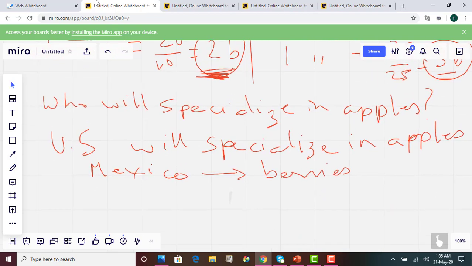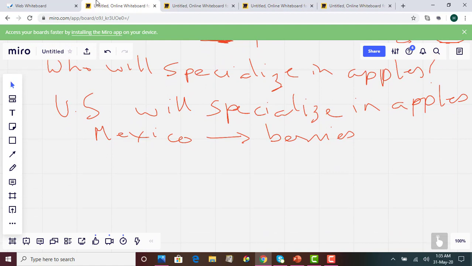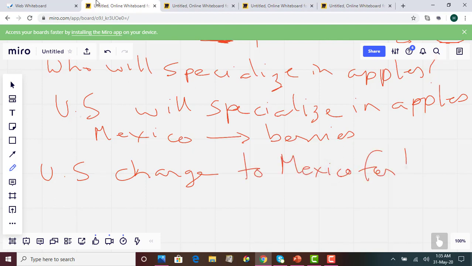And then one final question I can ask is, now they will engage in trade, but they will only engage in trade when it is beneficial for both the parties. Okay, so what is the price? Let's say USA is engaged in the production of apples. So what price should USA charge to Mexico for one apple? Okay, what price? And this is very important because both the countries will benefit, that's why they will engage in trade.